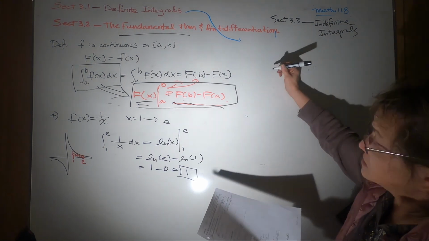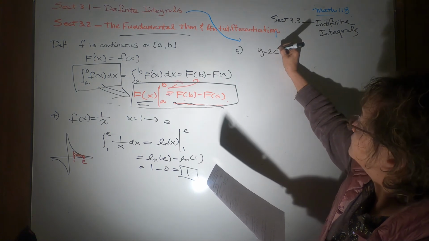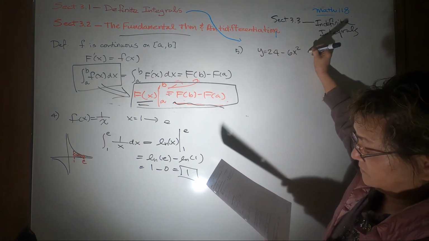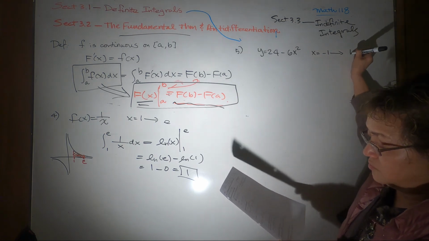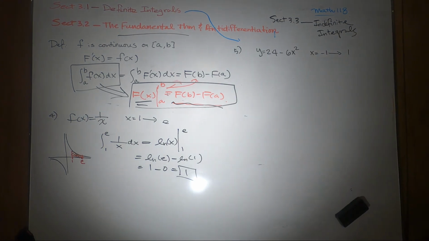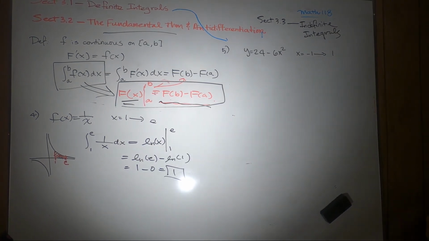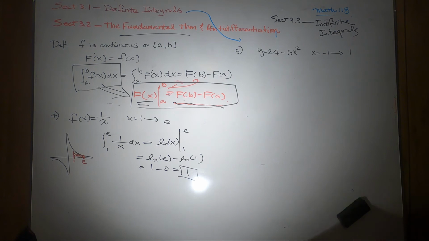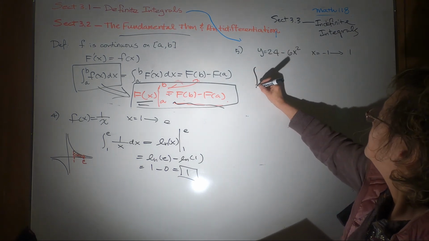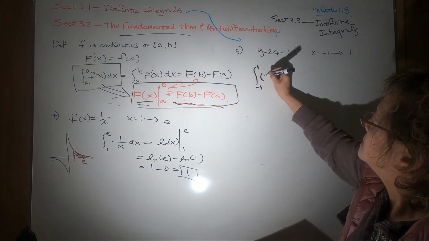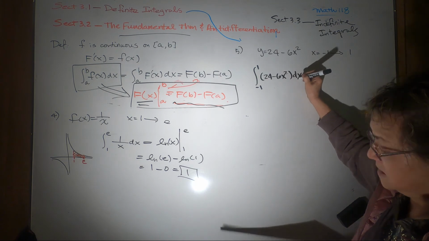Okay, so next one, find the area between this curve from -1 to 1. So what should we do? Area underneath the curve is antiderivative from -1 to 1, 24 minus 6x squared, dx.